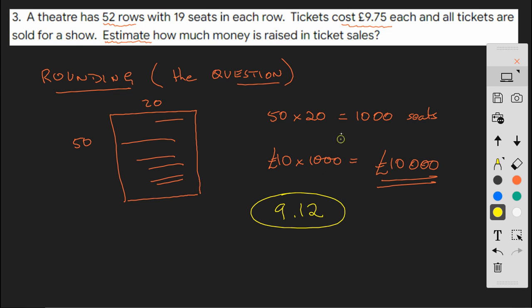9.12. But the clear advice here is that the rounding happens in the question, not in the answer. And ideally, this is going to be maths that you can do in your head, or certainly without a calculator.